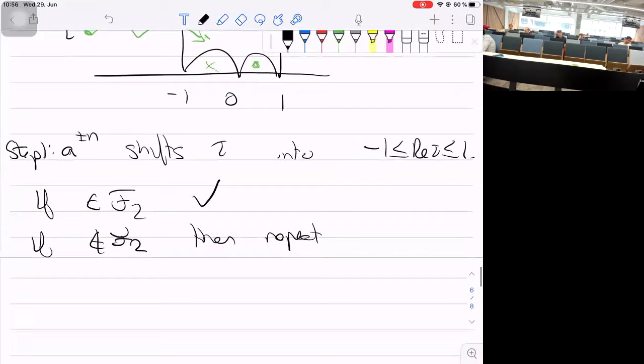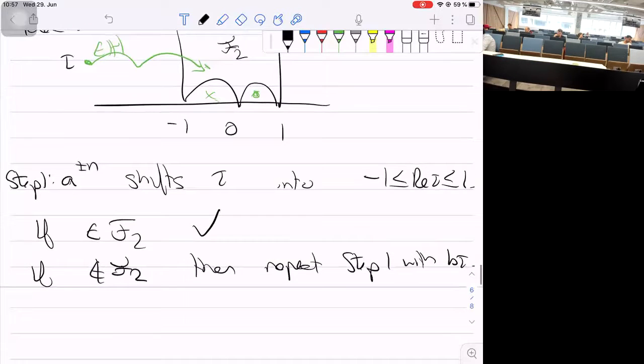As in step 1 yesterday, we repeat step 1 with tau, and then just keep iterating. There are lots of things that you have to check explicitly, but the same idea as yesterday is the key thing.